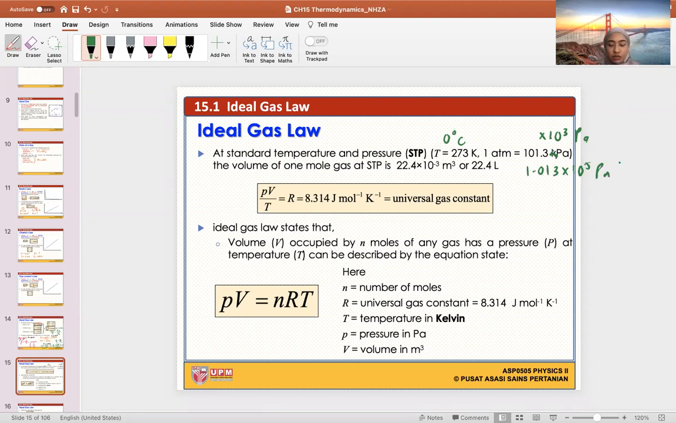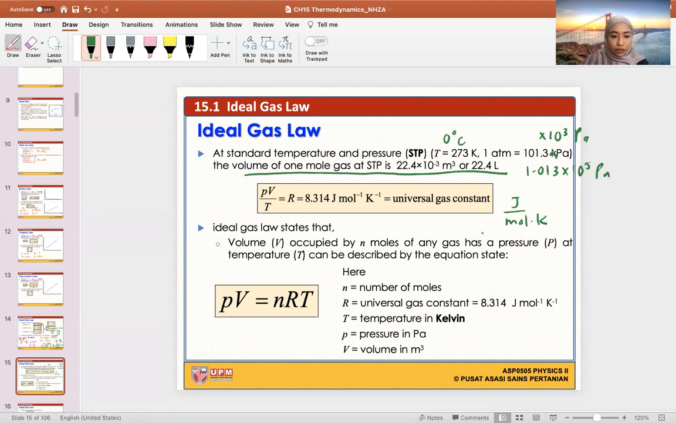Standard temperature and pressure is 273 K, 1 atm or 1.013 times 10 to the 5 Pascal. And the volume of one mole of gas at STP is 22.4 times 10 to the minus 3 meter cube or 22.4 liters. The volume of 1 mole of gas at STP is this. Okay, so R is 8.314 joules per mole per K. Say joules per mole per K. Macam tu. This is called the universal gas constant.